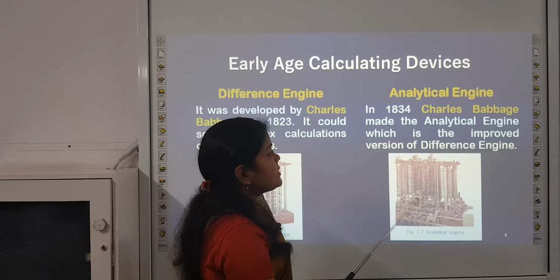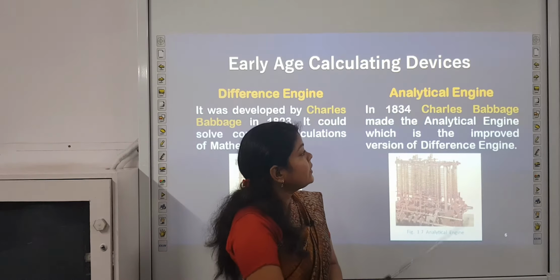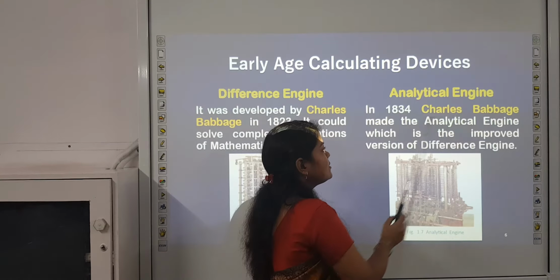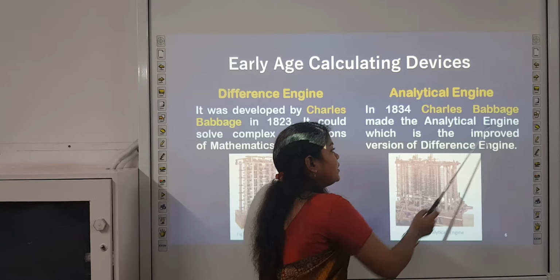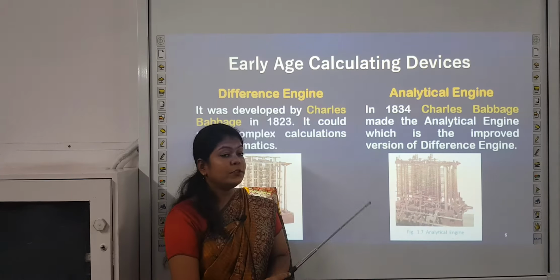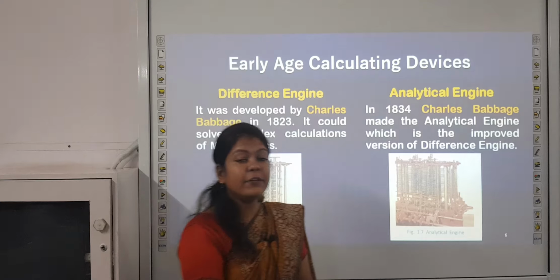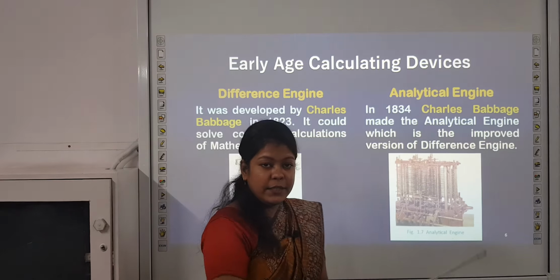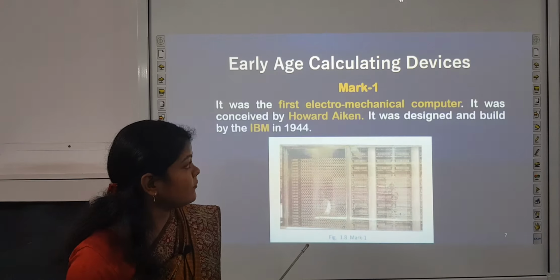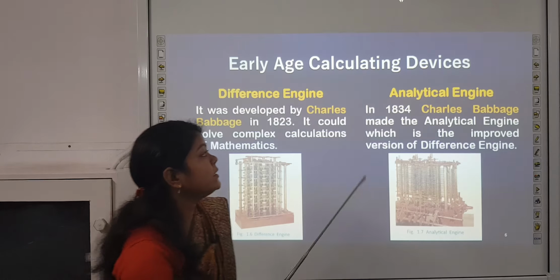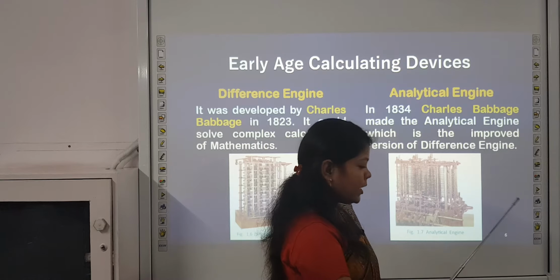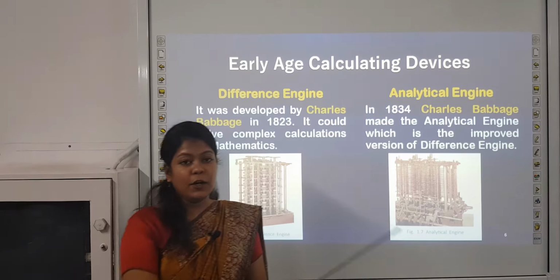Next, Charles Babbage again designed the analytical engine. In 1834, Charles Babbage made the analytical engine, which is the improved version of the difference engine that he had already developed. One more thing, the analytical engine is based on the input, process and output concept.